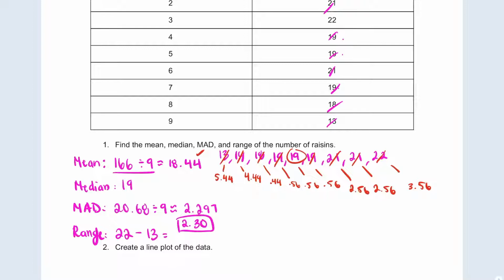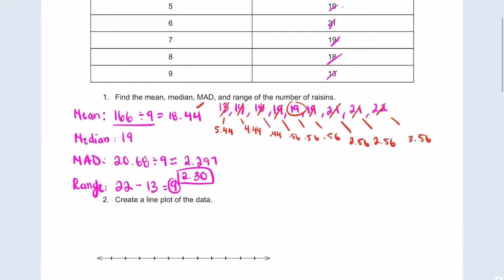22 minus 13 gives us 9. So our range is 9. Ooh, getting a little cramped here. Okay. Alrighty.